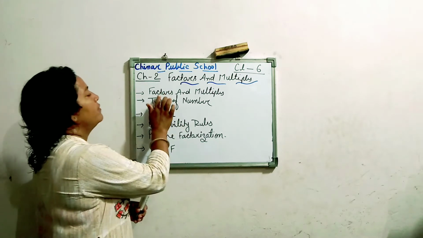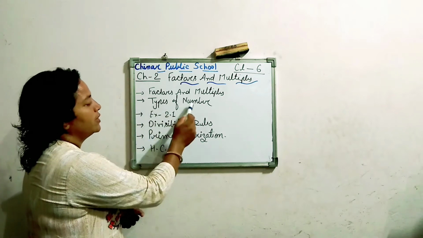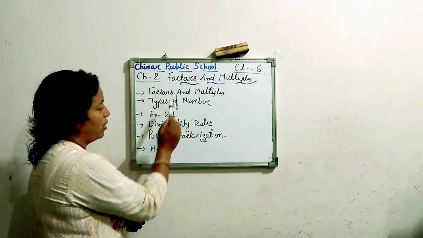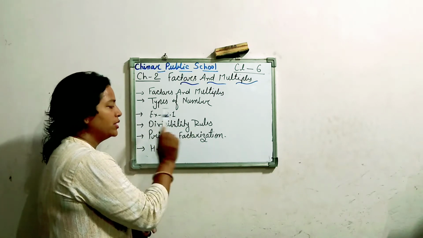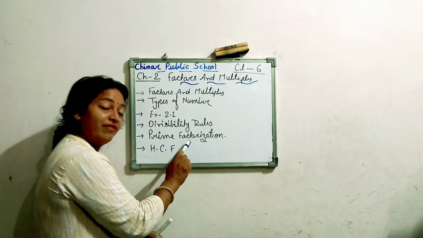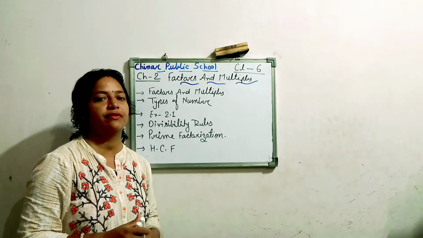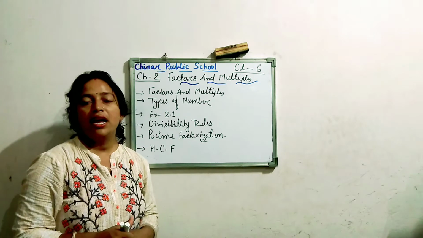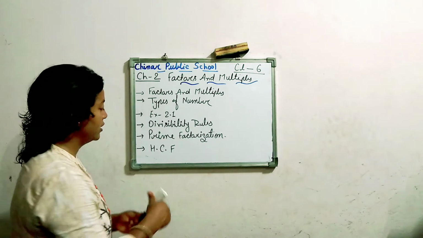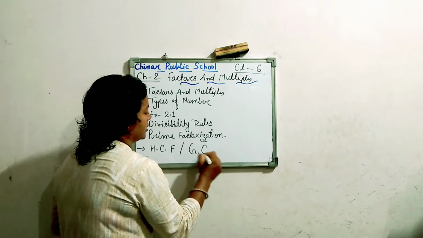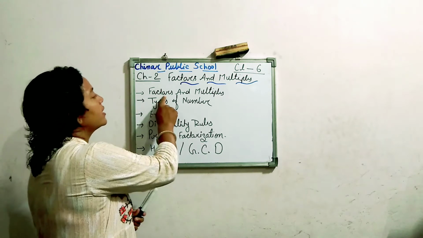So look here, we have completed factors and multiples definition and types of numbers. After these two topics, we have completed exercise 2.1. Then we started divisibility rules. After divisibility rules, prime factorization, and after prime factorization we started HCF, highest common factor, and the other name is GCD, greatest common divisor.